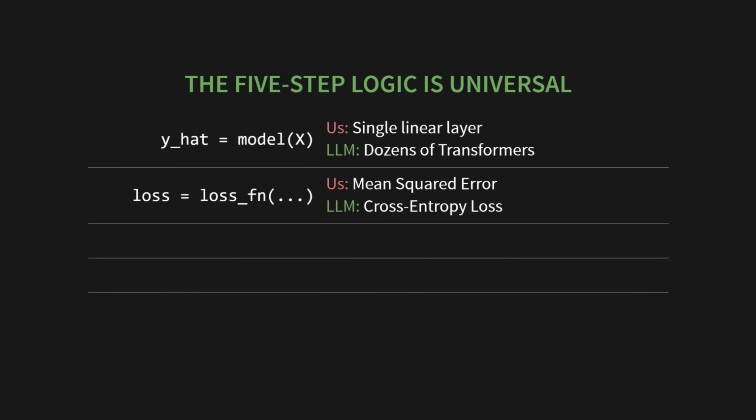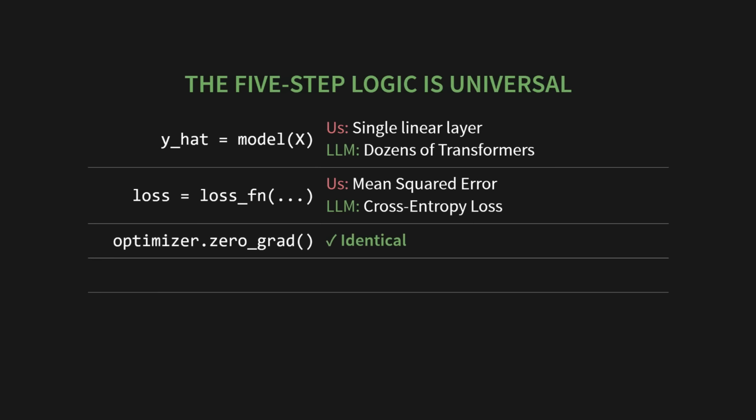Step 2. Loss equals loss_fn. For us, we used mean squared error. The LLM uses something called cross-entropy loss to predict the next word. The goal is different, but the concept is identical. Get one number that represents the error. Now for the last 3.